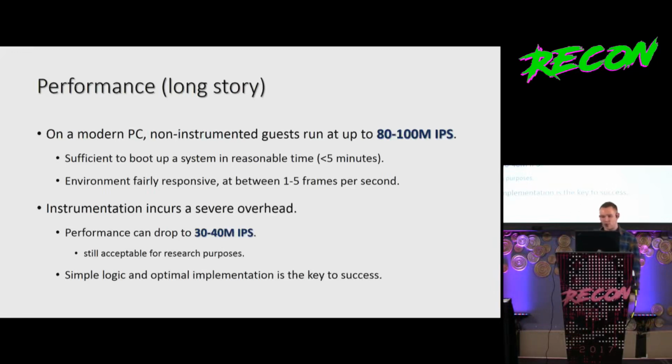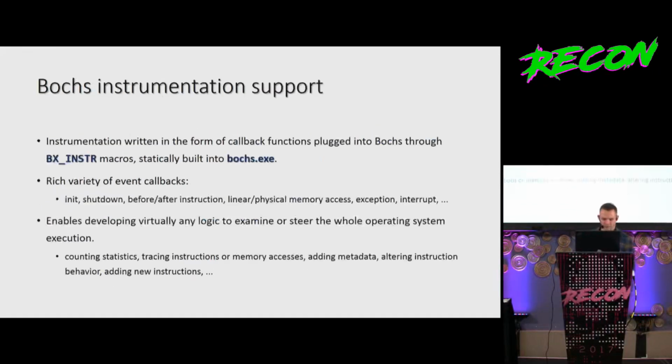But when we do actually add some instrumentation, it becomes worse. The performance in the case of Bochspwn Reloaded dropped to around 30 to 40 million instructions per second. But I think that's still acceptable for research purposes, because we're not really that limited in time, and we can wait a week for the results. That's fine for us anyway. So it's workable, I would say.